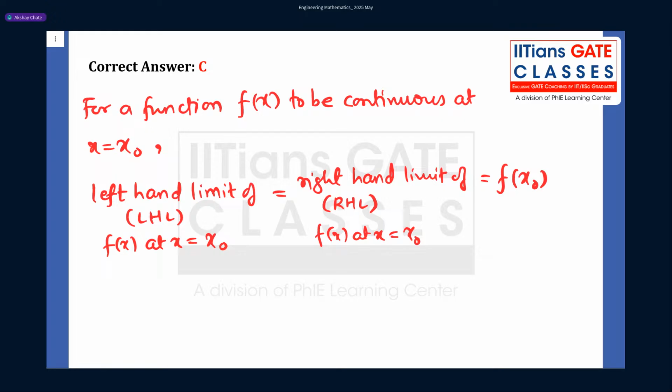What do LHL and RHL mean? In a brief sense, let's say this is your x equal to x naught point, and some function graph will be there. This will be your f of x, a general function. LHL means, if you draw a vertical line here at x naught, you're approaching this function at x equal to x naught from the left hand side.